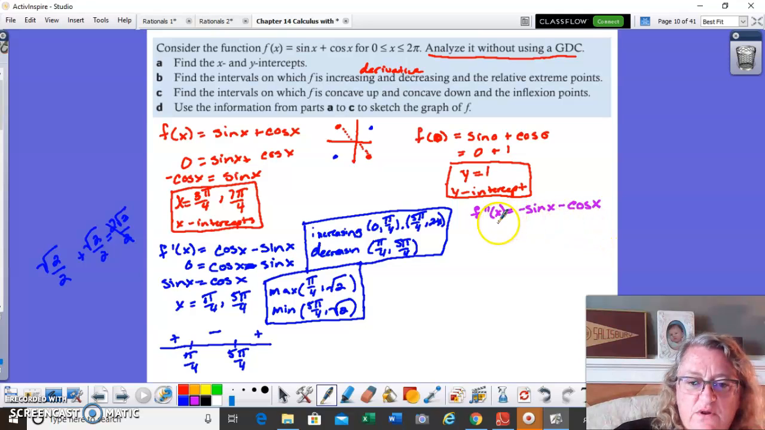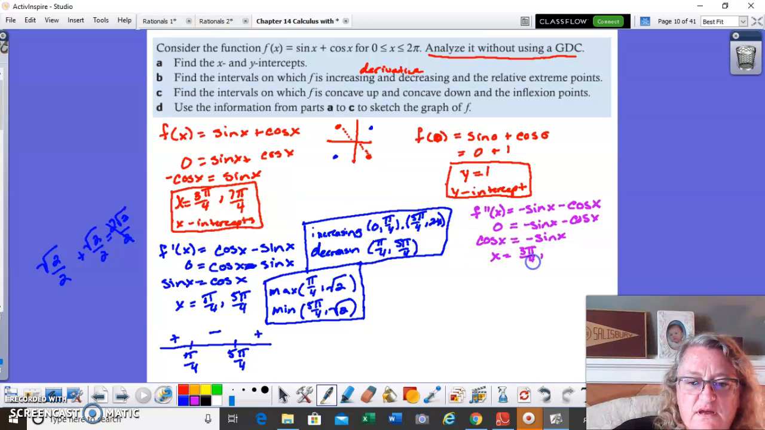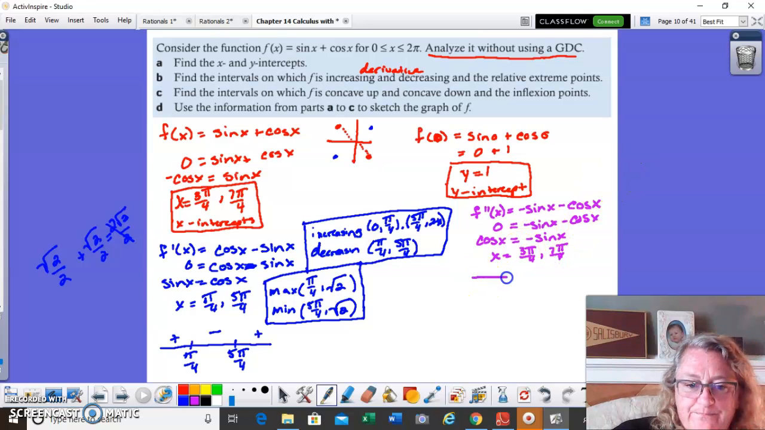Okay, and we want to find out where those things are equal to 0. So negative sine x minus cosine x. So cosine x equals negative sine x. So this ends up being those same values of 3 pi over 4 and 7 pi over 4 that we already got. So x equals 3 pi over 4 and 7 pi over 4. So if I do my sine diagram, I can tell you the areas that it's concave up and concave down.